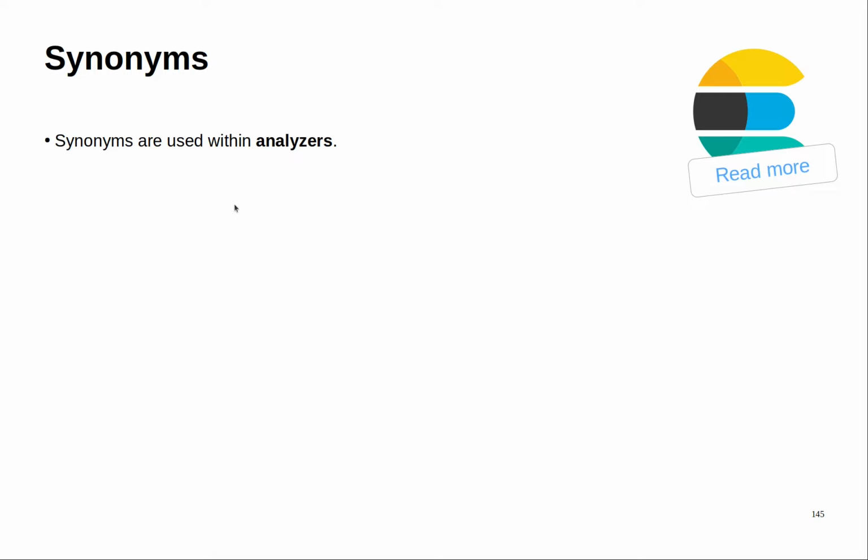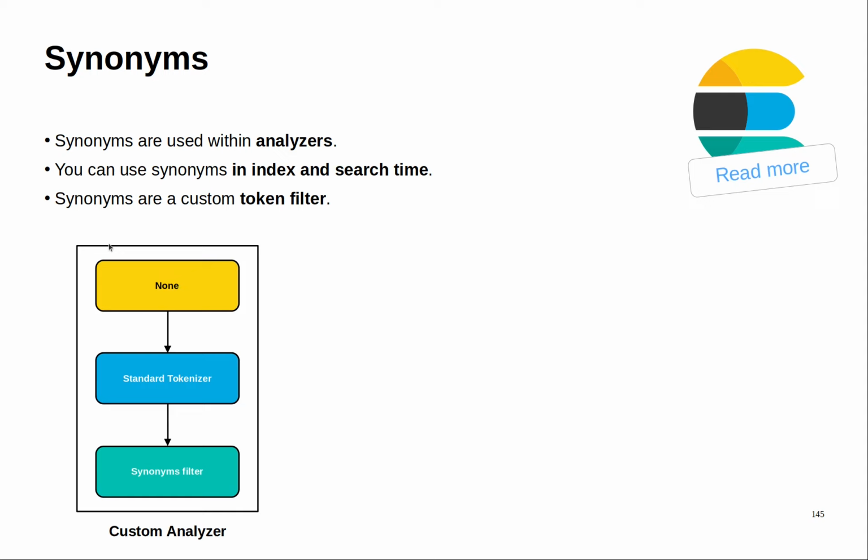In the previous video, we covered analyzers. Synonyms can be used within analyzers and applied at both index and search time. Here, synonyms act as a custom token filter. This is how an analyzer looks like. And here I am defining a custom one. Basically, it contains three components: the character filter, the tokenizer, and the token filter. And to use the synonym, you specify it in the token filter.